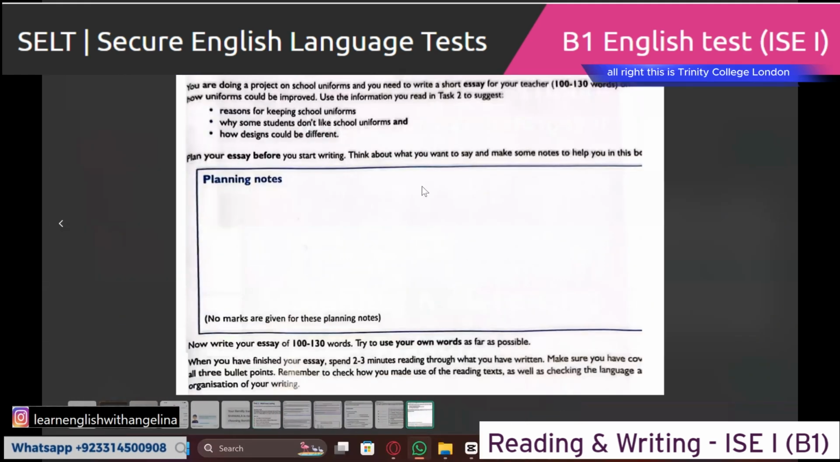All right. This is Trinity College London, ISC 1 B1, Task 3, Reading into Writing. I would want Michelle to read the question first.